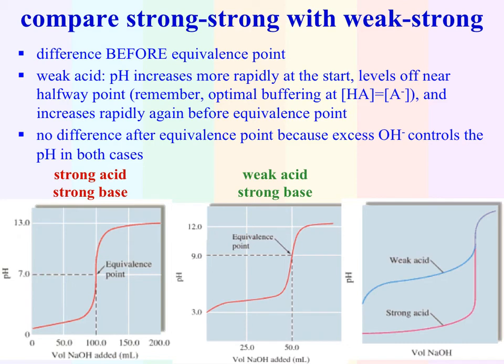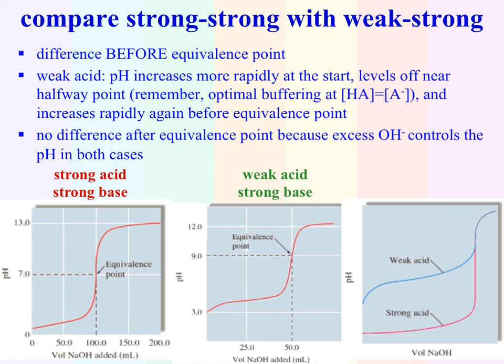Okay, so before the equivalence point occurs, obviously they're very different. So strong acid, strong base versus weak acid, strong base titration. Notice the acid strength is what's different here. The pH values before we've reached the equivalence point are going to be a little bit lower for the strong acid versus the weak acid. Obviously, the strong acid is going to have a little more H plus in solution.